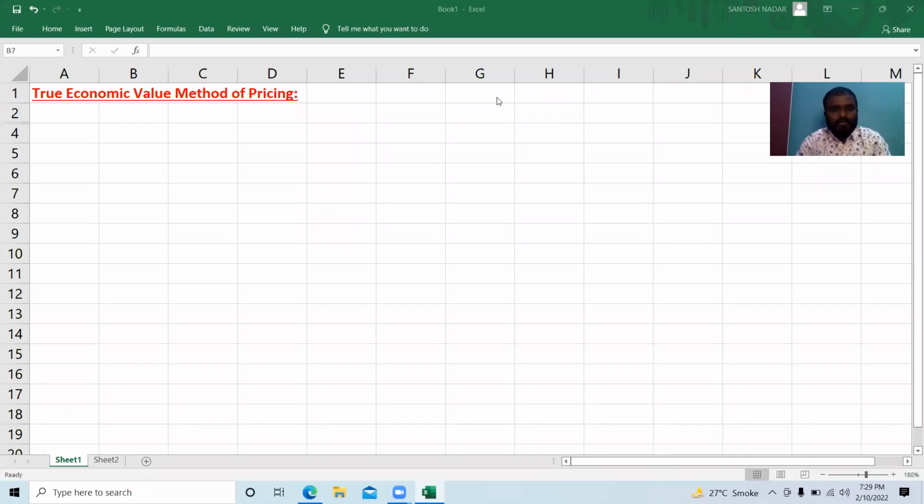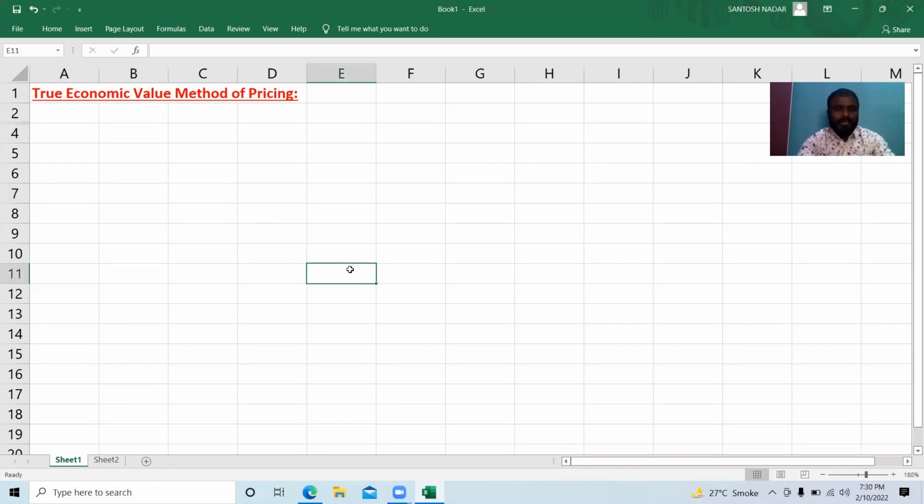So today we'll be looking at one of the methods of pricing adopted by companies from the pricing chapter. There are many methods based on which our product can be priced. Amongst those methods, we are going to see something called the true economic value method of pricing. What exactly is this true economic value method of pricing? Let us try to understand.